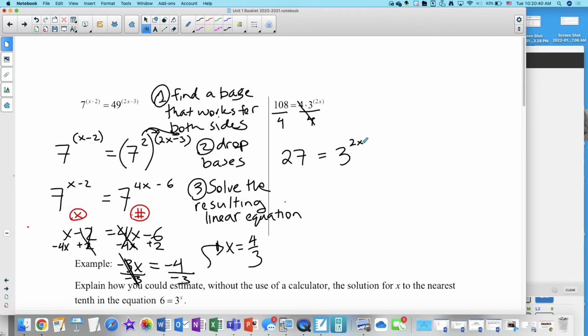And that's it. What really stumps people with this type of question, though, is that if you don't recognize that you have to divide by 4 first, you're kind of hooped. So that's a really important step, that the power must be isolated.